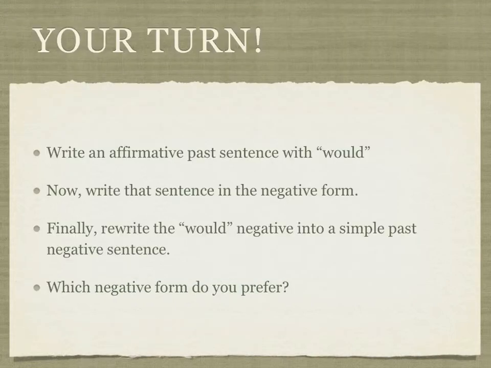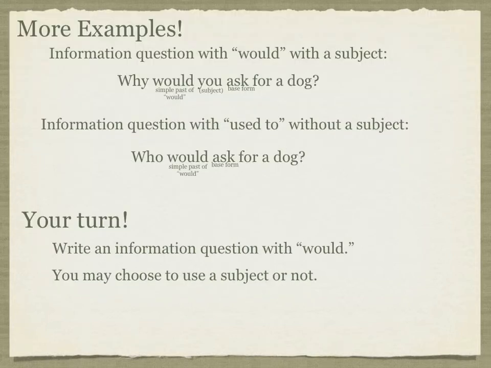And again, it's your turn to make some sentences. So first, write an affirmative past sentence with would. Then, write that sentence in the negative form. Finally, rewrite the would negative into a simple past negative sentence. So which negative form do you prefer? Okay, when you're finished with that, we'll move on to more examples.